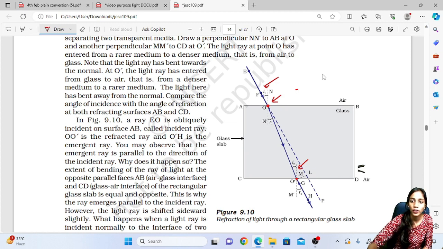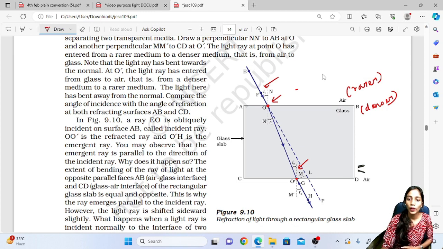Now over here there are two media. There is air, which is the rarer medium, and glass, which is the denser medium. So the ray of light is traveling from a rarer to a denser medium. Whenever the ray of light travels from a rarer to a denser medium, it bends towards the normal.